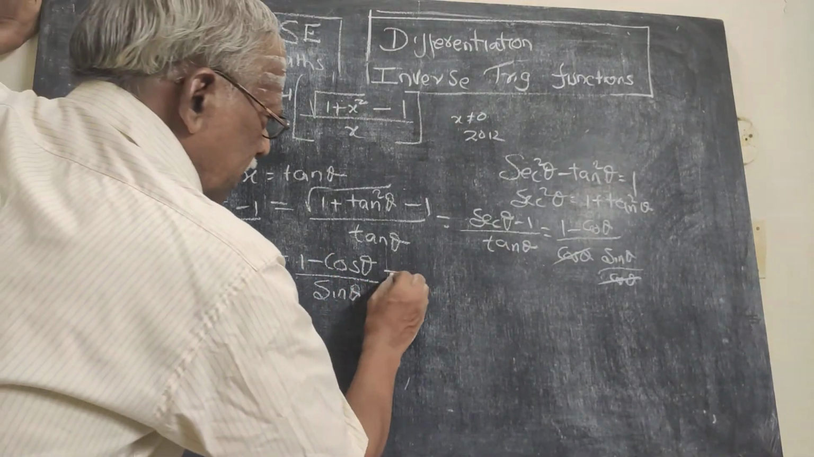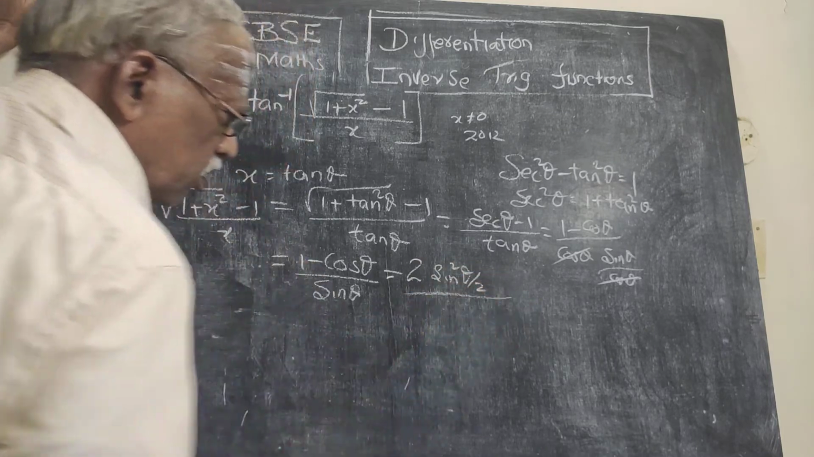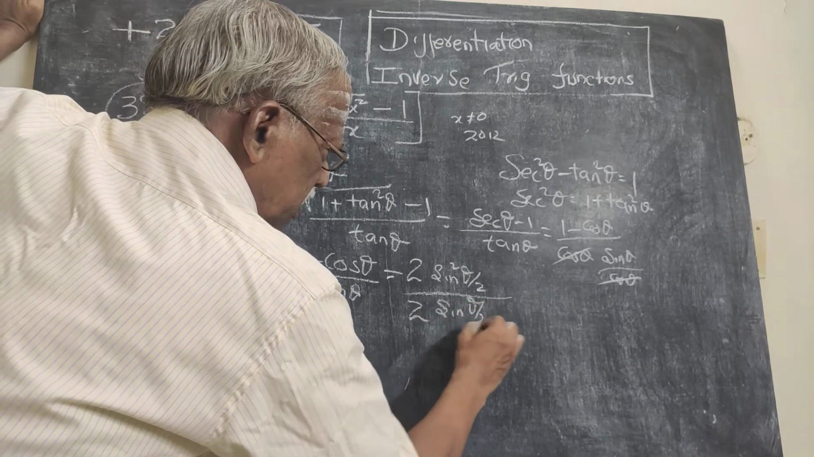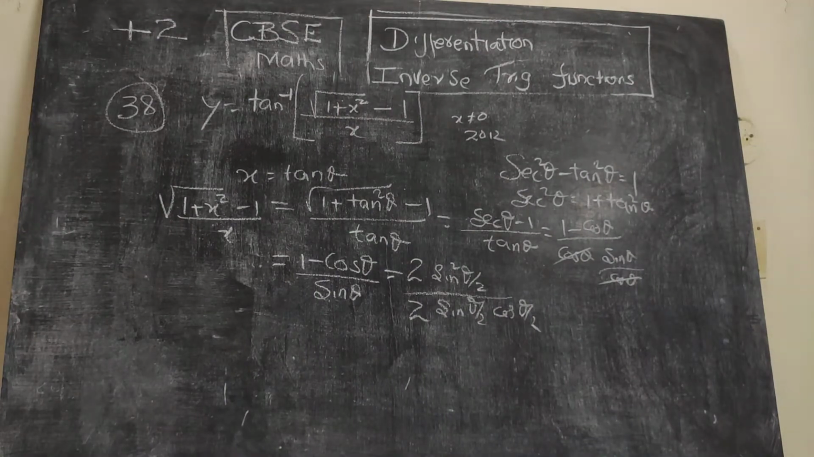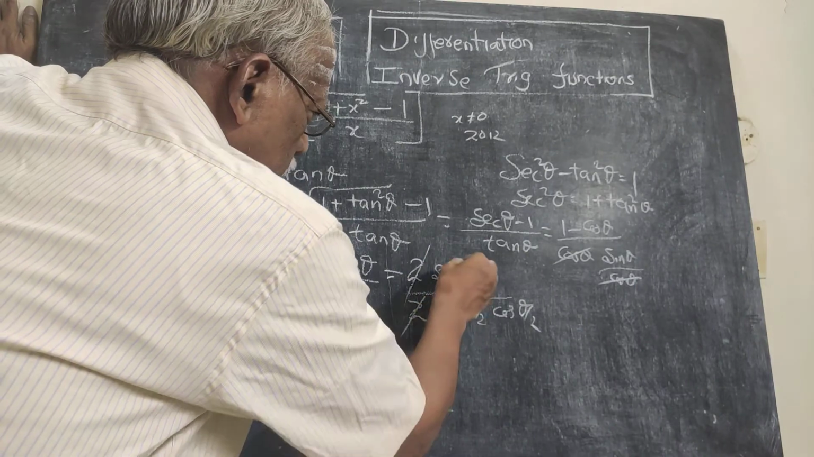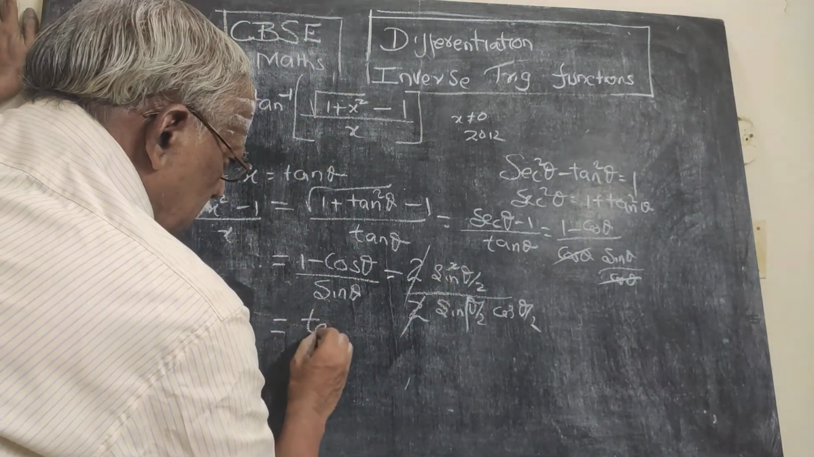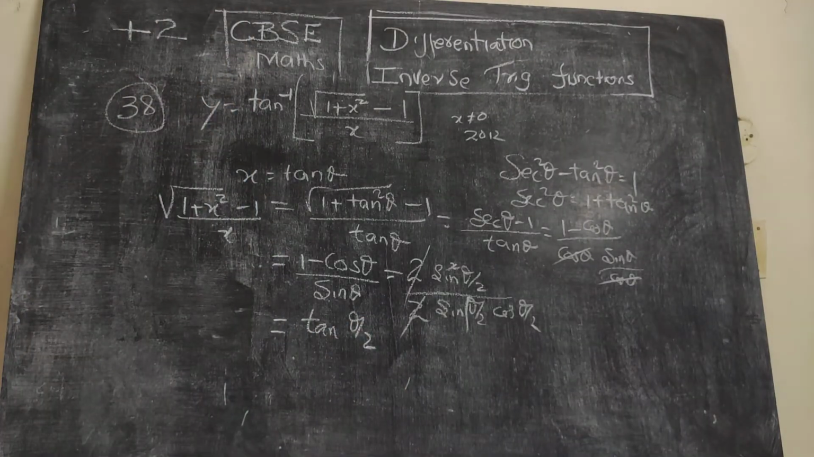This can be simplified as 2 sin square theta by 2, half angle formula, over 2 sin theta by 2 cos theta by 2. So the 2 gets cancelled, one sin theta by 2 gets cancelled, and you are left with sin by cos, so tan theta by 2. So this is a simple problem compared to the previous two problems.